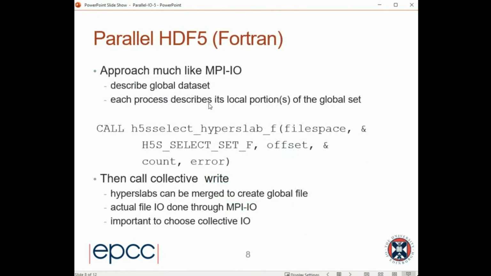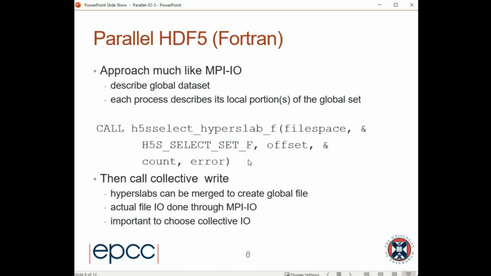So again, if you look at the benchmark, now, I apologize, this is in Fortran, but it will be very similar for C with a few underscores missing. Parallel HDF5 is very much like MPI-IO. You describe the global data set, you tell it this is how big the whole data set is, and then each process describes its local portions of the global set. Now, there's a bit more setup and such like, slightly more flexible, and there are a few more I/O calls, but HDF5 calls them hyperslabs. MPI would call them subarrays, which you would define using an MPI subarray type.